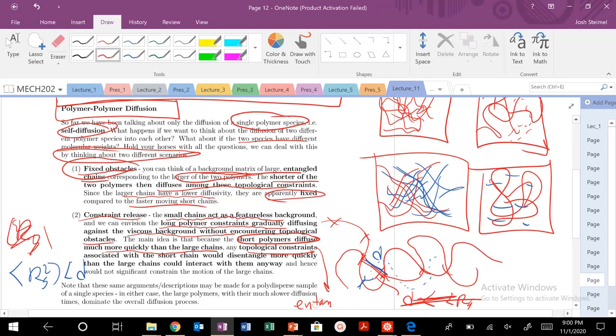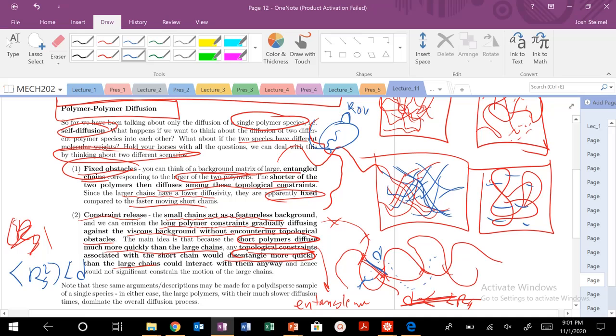Entanglements are going to disentangle much, much more quickly than the large chain could interact with them anyways. So in this scenario, you have your large polymer and it's diffusing, and when it runs into these short chains, they're not going to entangle like they would with a much larger polymer chain. So why? Because again, this short polymer is in the Rouse regime.